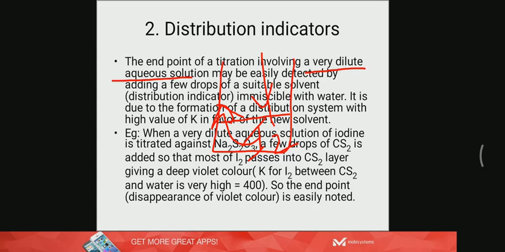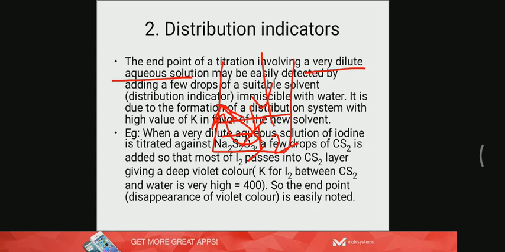Reaction will continue. So when iodine in the aqueous layer gets depleted due to reaction, now the iodine will come down from the CS2 layer in the equilibrium, and it gets reacted. So slowly that violet drop, that is iodine in CS2, will slowly fade out, and you can easily note the end point looking at that CS2 drops.